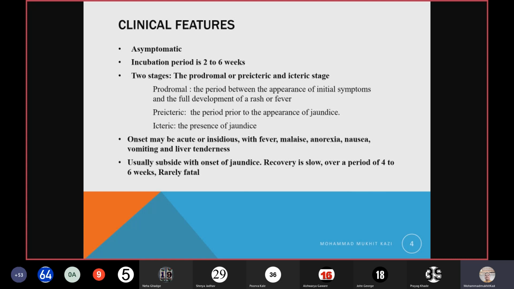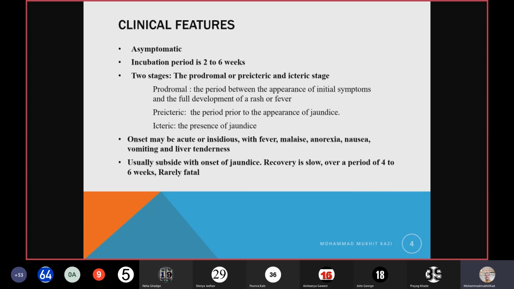Majority of the time it is asymptomatic. This is not that serious. Most of the time it is asymptomatic, and the patient does not suffer from severe illness. The incubation period is 2 to 6 weeks, so almost 1 month. The incubation period is there.